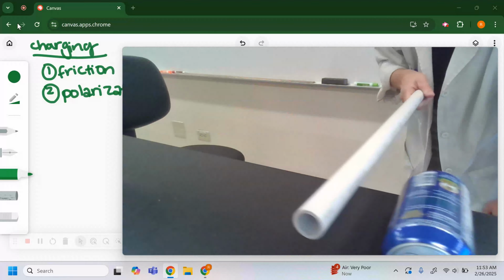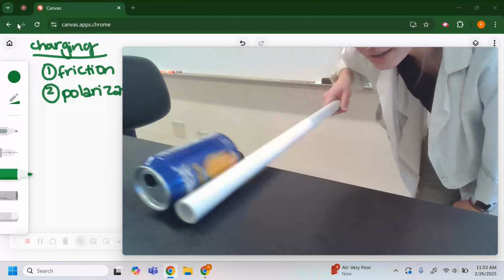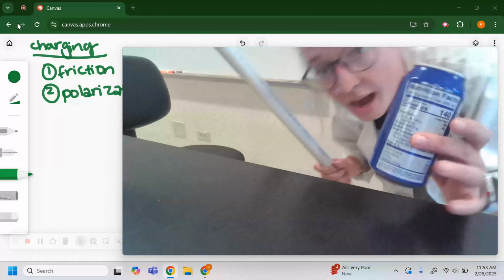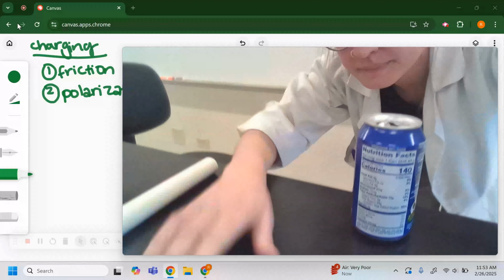Oh, come back, come back, come back. Can you do this at home? Yes, absolutely. Can you do this at a party? Yes, absolutely. Now, here's the question: how is this little can being pulled towards this PVC pipe?